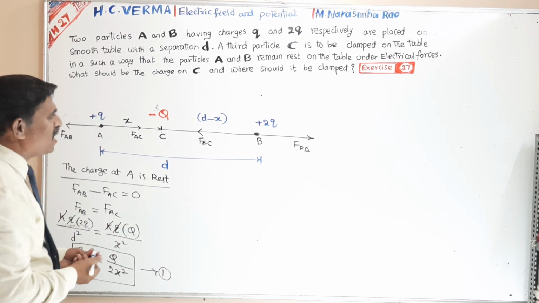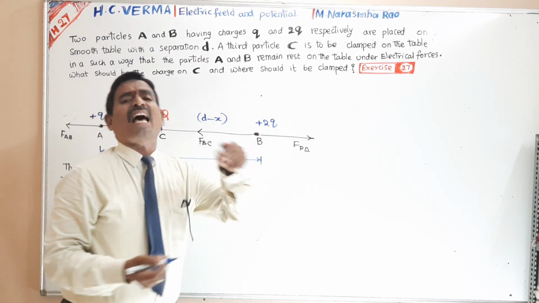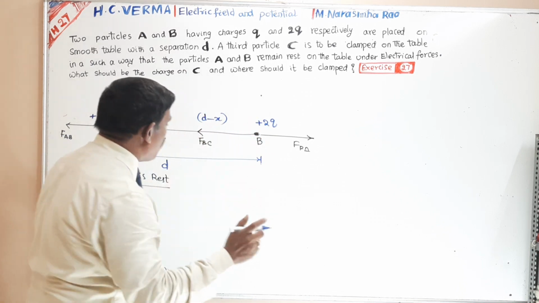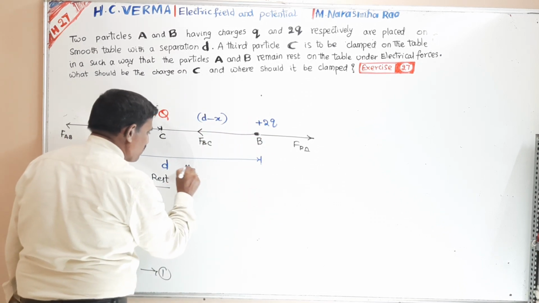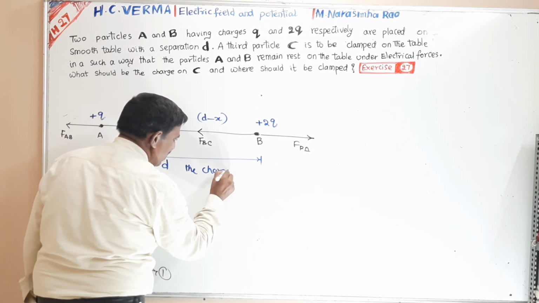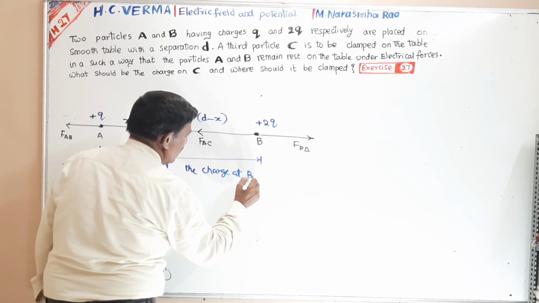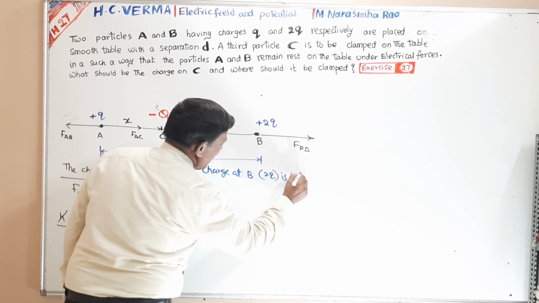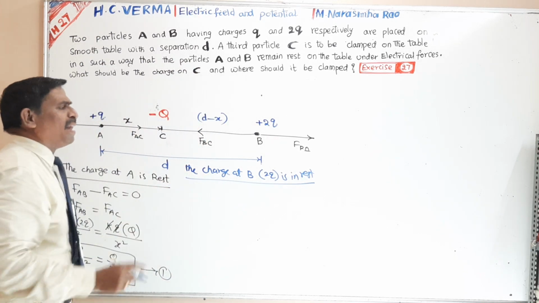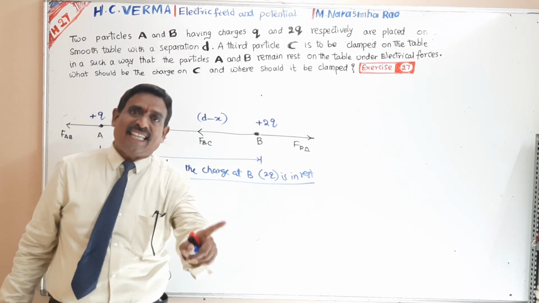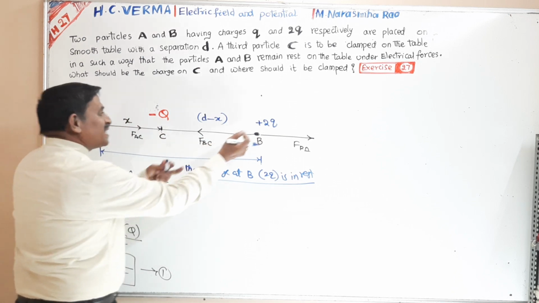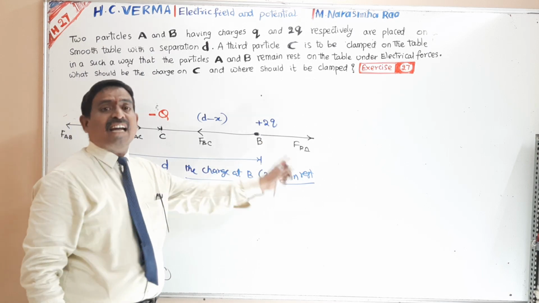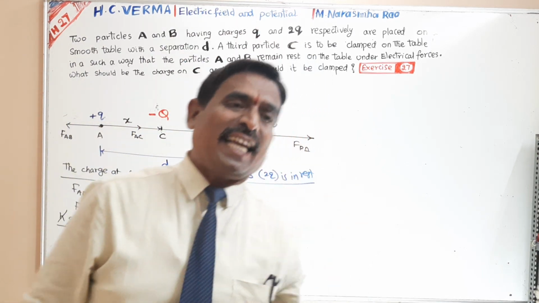One more thing they told. The charge at B, that is nothing but 2q, is also in rest position. Rest position means equilibrium. Resultant force on the charge is 0. On this charge, this person is applying attractive force, this person is applying repulsive force. Two forces are acting. Finally, resultant force is 0.